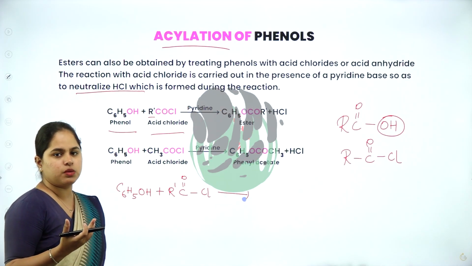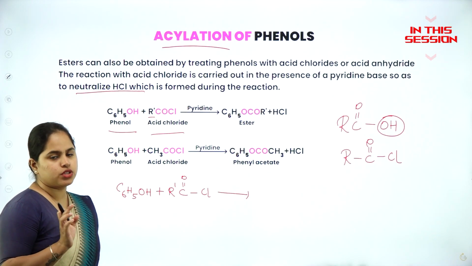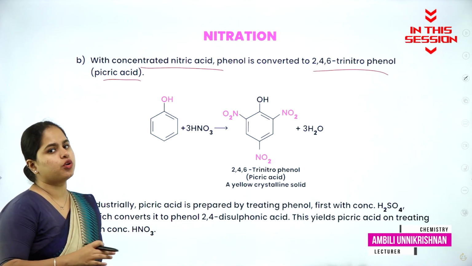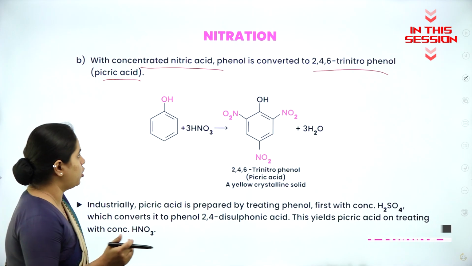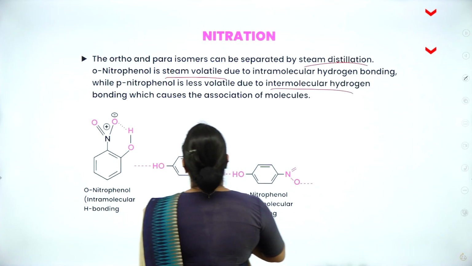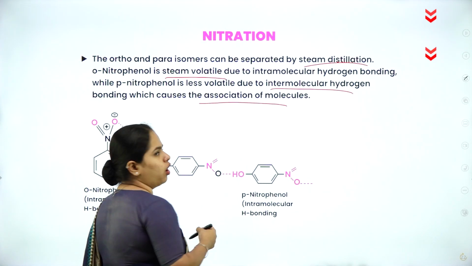HCl will be also formed as a byproduct which can be removed using pyridine. Dilute nitric acid means you're going to get two products. One will be orthonitrophenol, another one will be paranitrophenol. Intermolecular hydrogen bonding, which causes the association of molecules.